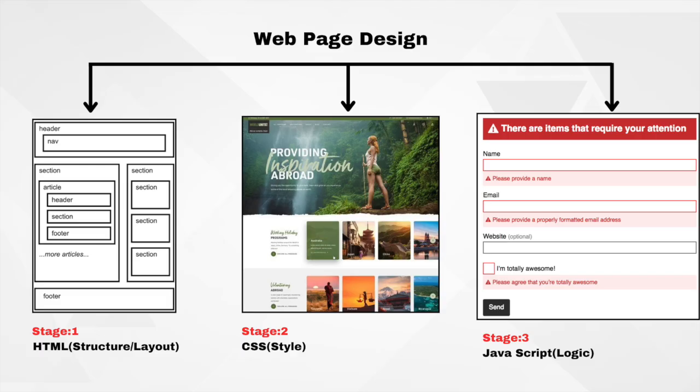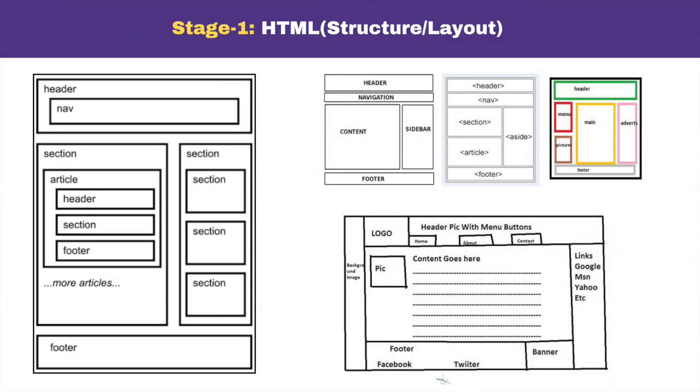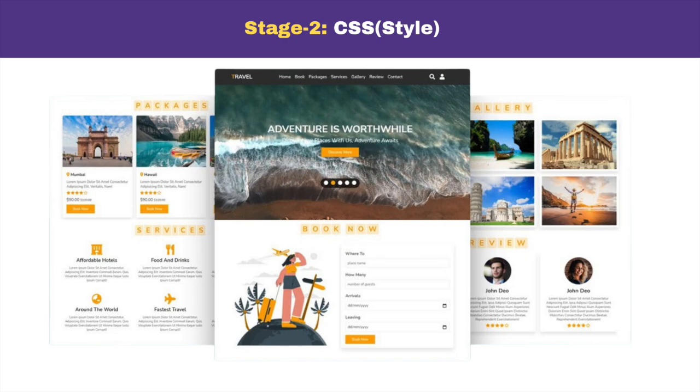You can see in this image, a web page is divided into 3 stages. In this first stage, we create a structure and layout of web page, and we use HTML to create a structure and layout of the web page. You can see that in this first stage, there is only the structure and layout of the web page. In the second stage, we make the web page colorful and stylish. And to make the web page colorful and stylish, we use CSS. And you can see in the second stage, the web page is looking stylish and colorful.